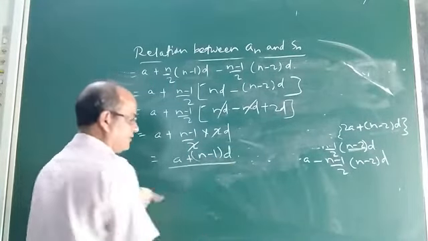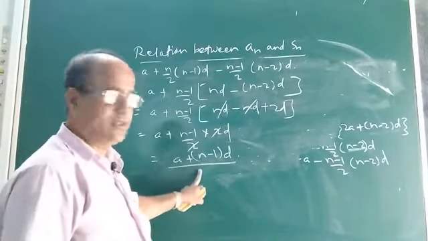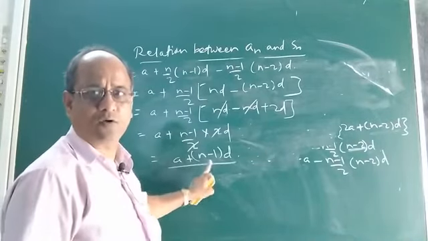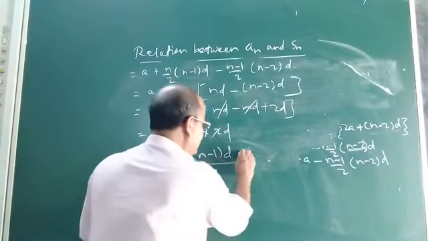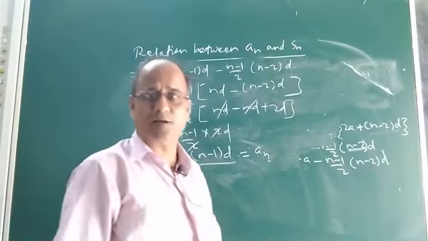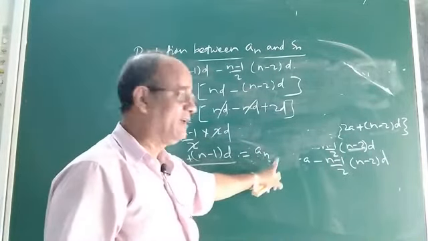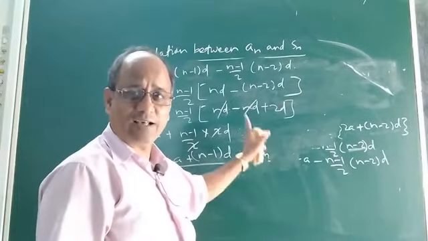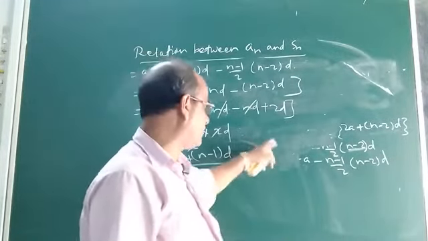Now look at this, whose formula is this expression? It is equal to a of n, that is the general term of the AP. So what did we see, children? We saw that yes, Sn minus Sn minus 1 is always equal to an.